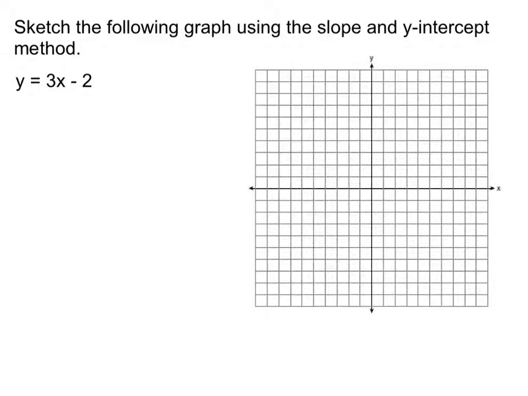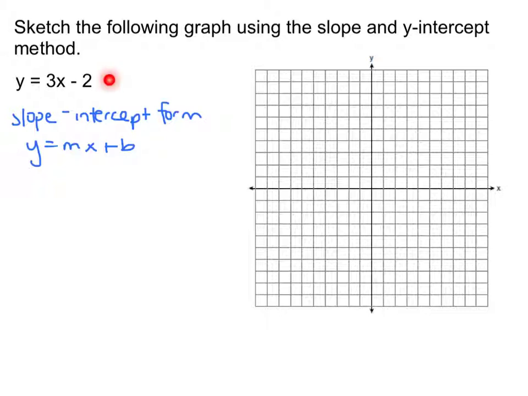Sketch the following graph using the slope and y-intercept method. So the first thing I'm going to look at is the equation y equals 3x minus 2. And I'd like to compare that to the slope-intercept form, y equals mx plus b. So I look at my equation, y equals 3x minus 2, and I'm able to identify what the slope is.